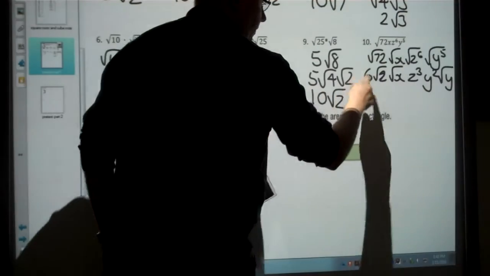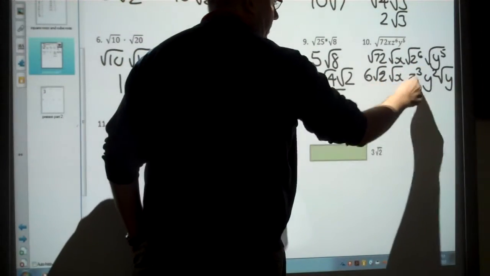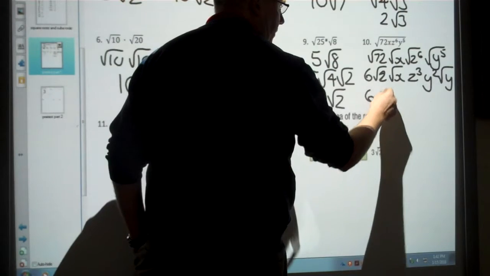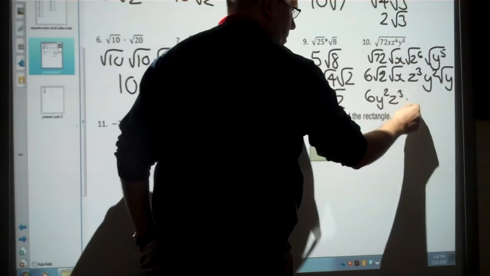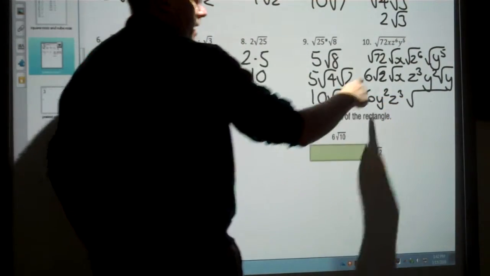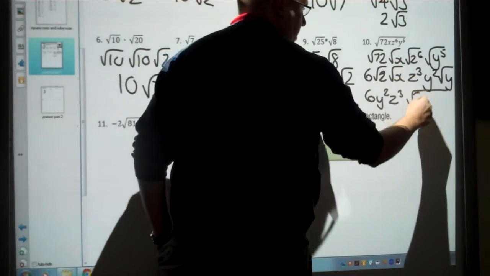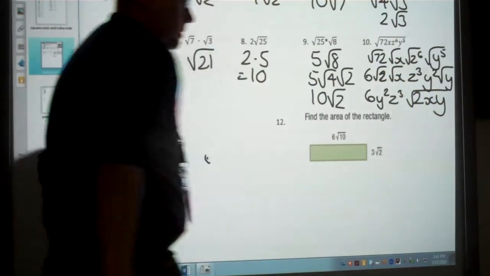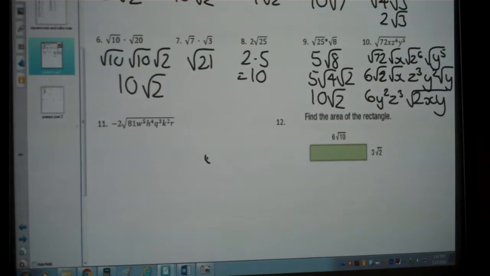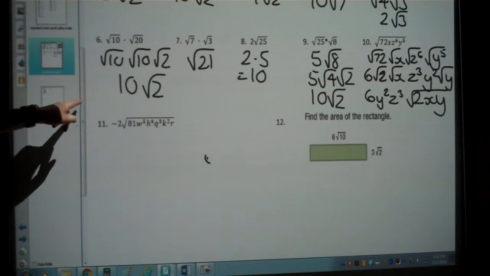Okay, let's have a look what we have here. Well, I have a few terms here that don't have a square root, so I'm going to write those at the front, and I'm going to put them in the correct order. So I'm going to use the commutative rule. And then the ones that are inside a square root, I'm going to combine and put them under a single square root, and that's going to be the answer to my question.